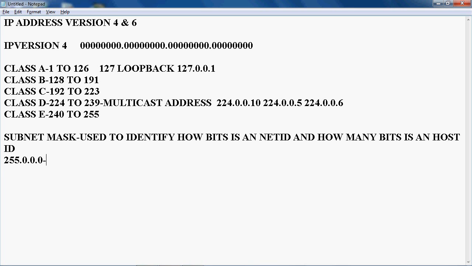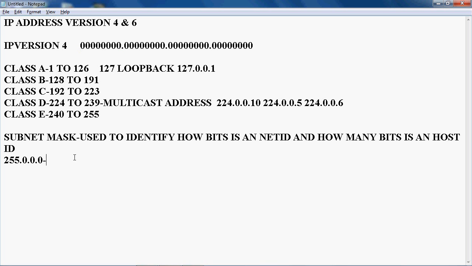255.0.0.0. That means the first octet, and each octet has 8 bits. So the first octet should be the net ID and the remaining 3 octets should be the host ID. So the first octet should be a constant; it cannot be changed in this network.